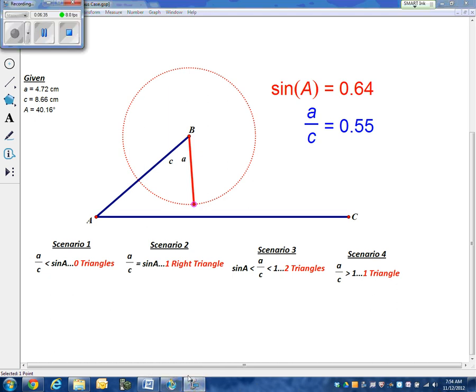I hope that helped you. Remember, always compare the sine of the given angle and the ratio of the legs. Good luck.